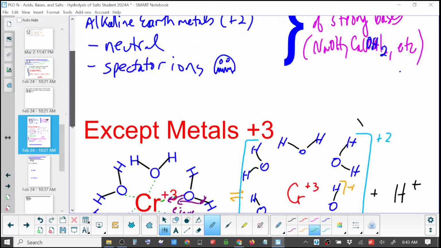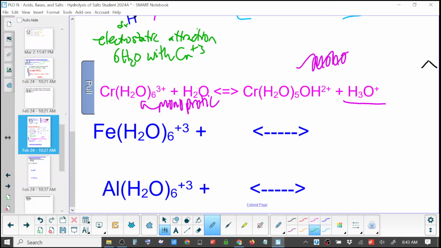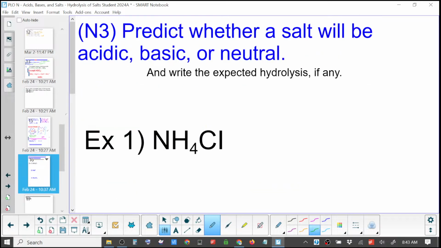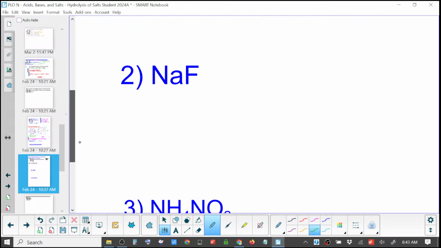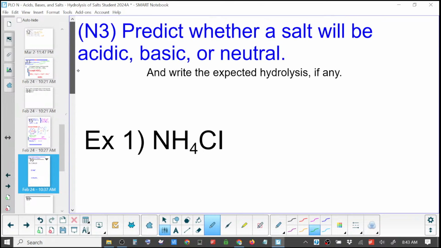I'll go back to here for anybody that was finishing those off. Good, finished. I will come around and look at them while you're working on these problems. What I would like you to do is predict whether these three will be acidic, basic, or neutral. So write the expected hydrolysis. Another way of saying that is eliminate the spectator ion and write the hydrolysis, if any. Then say whether this will be acidic, basic, or neutral.